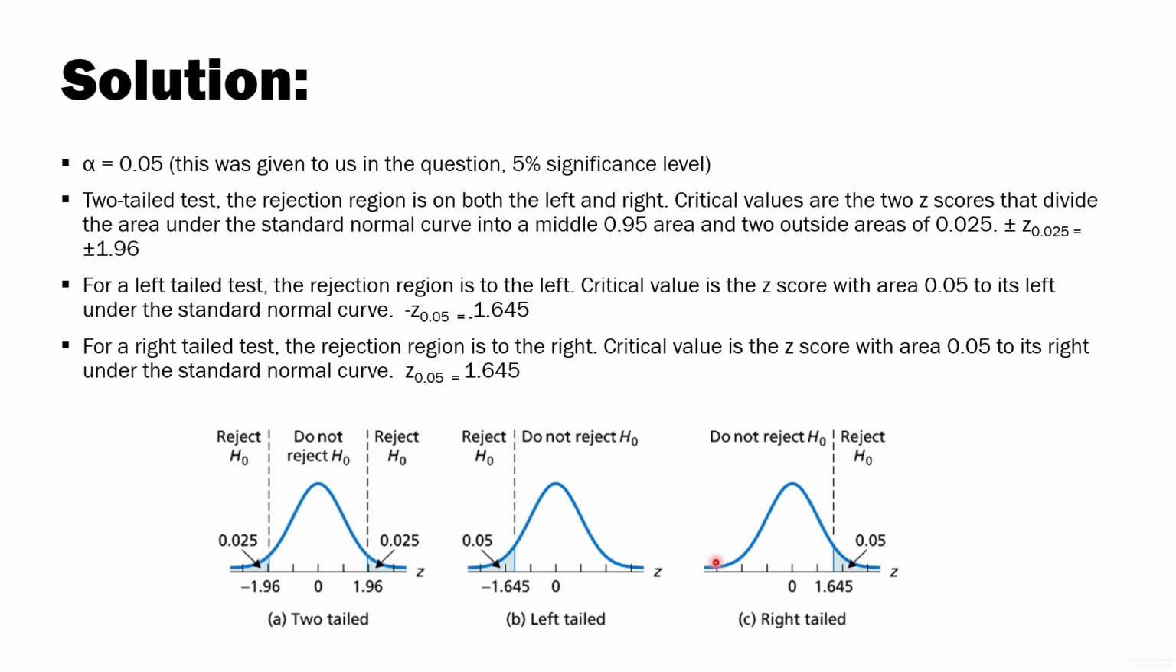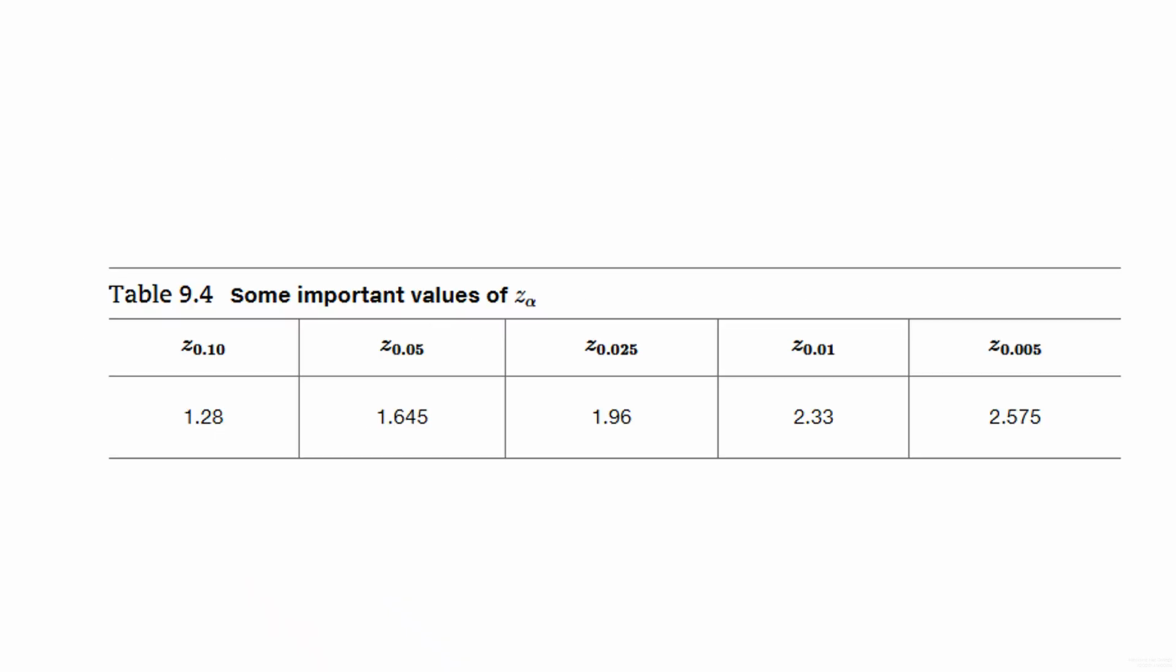So the critical value is the z-score with the area 0.05 to its right under the standard normal curve. So we already did practice on this kind of stuff earlier on when we started in the normal distribution, and we were talking about all of the different types of tables, and that's why it was important back then to learn that so that you can apply it now.